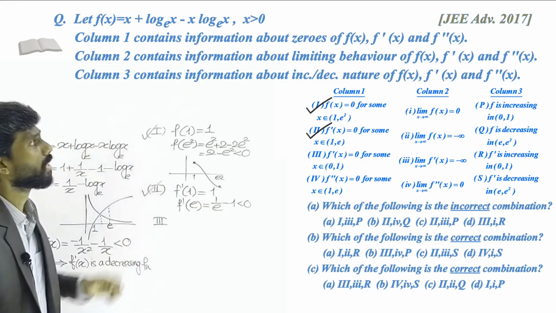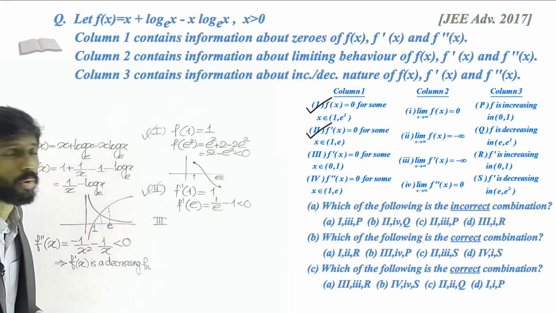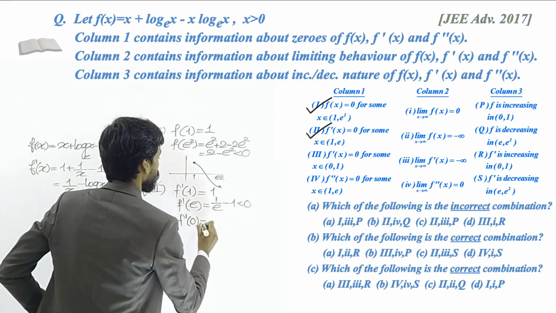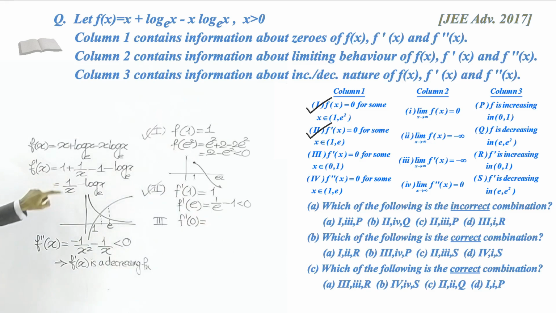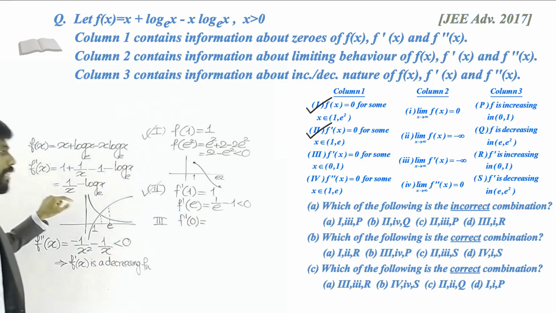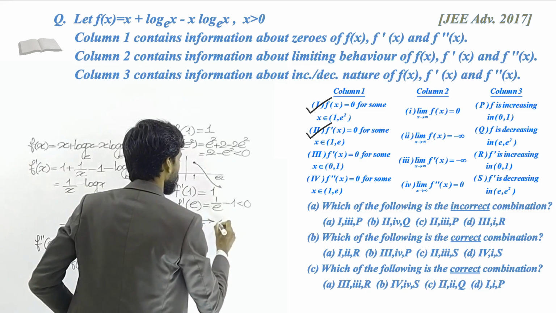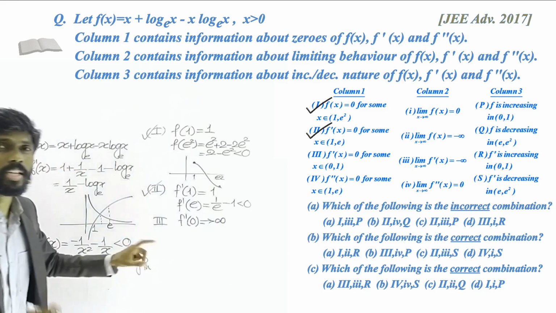So f dash of x is 0 for some value between 0 and 1. So let us check. What is f dash of 0? f dash of 0 is 1 by 0, that is infinity. So it tends to infinity. So f dash of 0 tends to infinity.